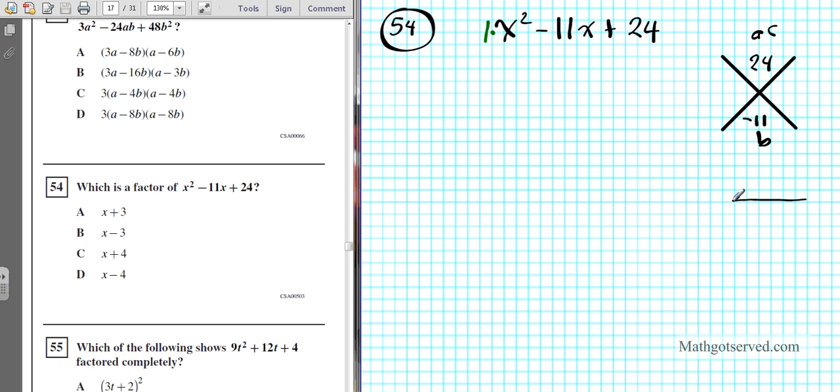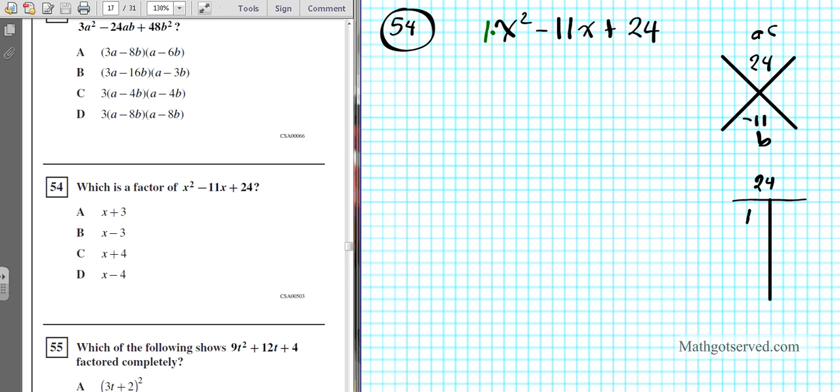I'm going to make a list of factors of 24, and I'm going to organize them in pairs that yield 24 as a product, and then see which combination I can add or subtract to give you negative 11. All right, so let's write down 24 on the top, and we're going to be pairing up factors and then see how we can get 11.